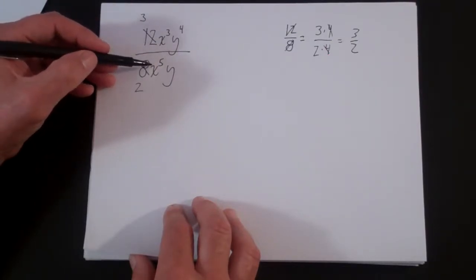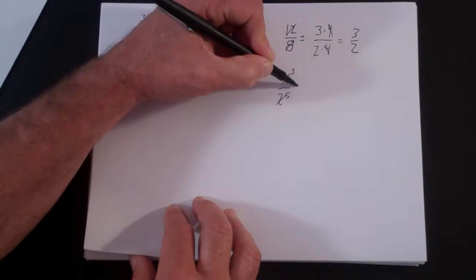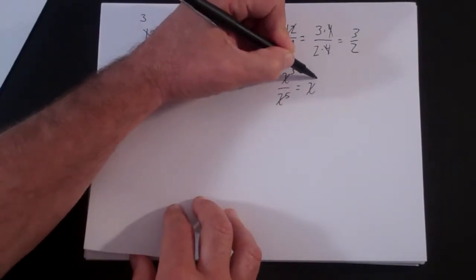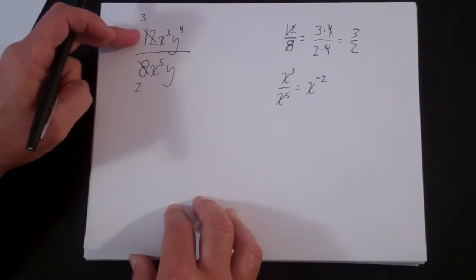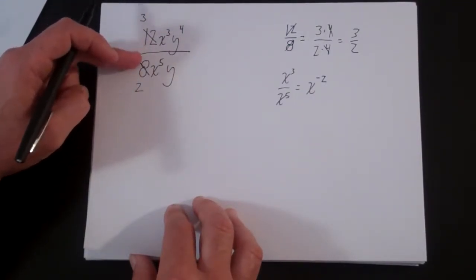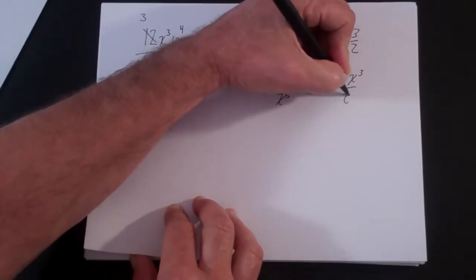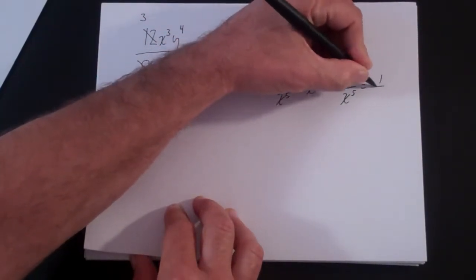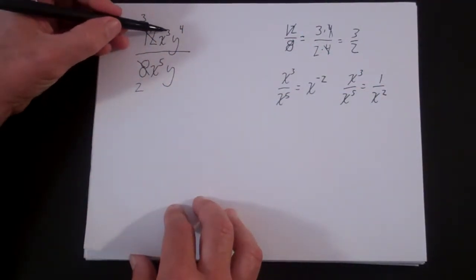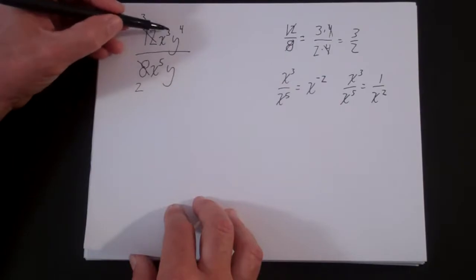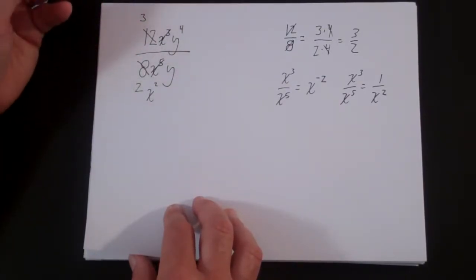Let's look at x to the 3rd divided by x to the 5th. You subtract the exponents, x to the minus 2, which is fine. Though, since this is in the form of a fraction, you probably want to leave it that way. So more commonly, the way we write that is 1 over x squared. Makes sense. You have 3 x's on top and 5 x's on bottom. 3 x's cancel with those. You have x squared on bottom.